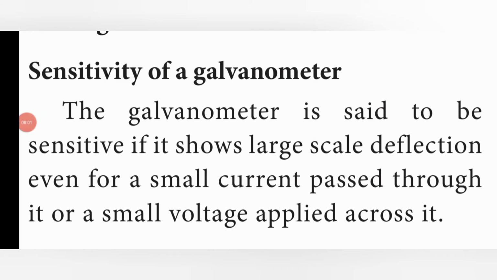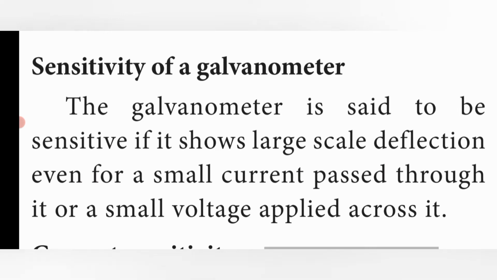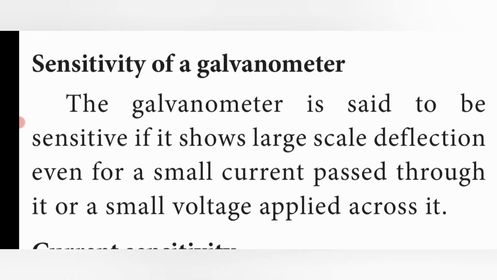Next, sensitivity of a galvanometer. What is meant by sensitivity? Sensitivity means it shows a large amount of deflection in the pointer. That large deflection is produced by a very small amount of current passed through the conductor, or a very small voltage applied to the conductor. Whatever the condition, the sensitivity is very large. That means it produces a large scale deflection in the galvanometer. That is called the sensitivity of a galvanometer.